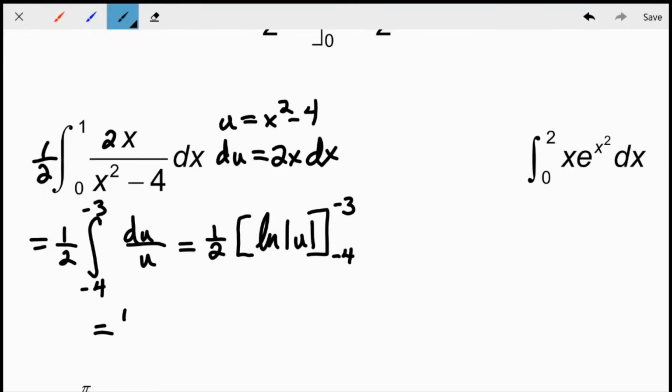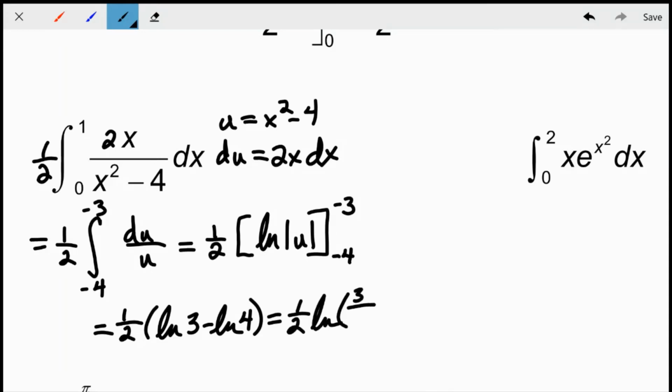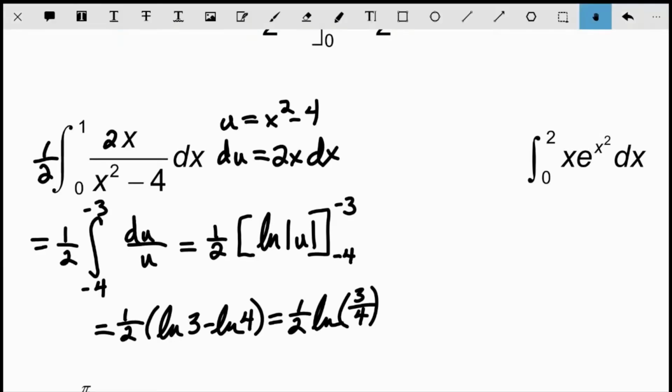So I'm going to get 1/2 of natural log of 3 minus natural log of 4. Or I can write that as 1/2 natural log of 3/4. Or I can have natural log of 3/4 to the 1/2. I can write this one in a lot of different ways. But the main thing is you can see the u substitution and you can see how I changed the limits of integration. So it's not really that difficult to do.